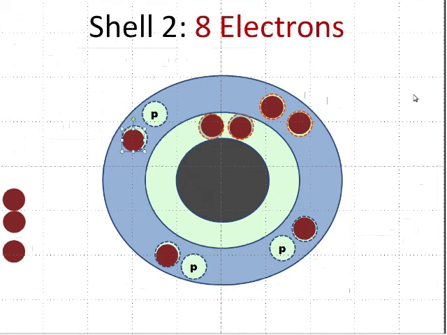Now, let's count how many valence electrons we have for nitrogen. We only count the number of electrons in the outer shell, so therefore we have 1 electron, 2 electrons, 3 electrons, 4 electrons, 5 electrons in the second shell. So therefore nitrogen has 5 valence electrons.